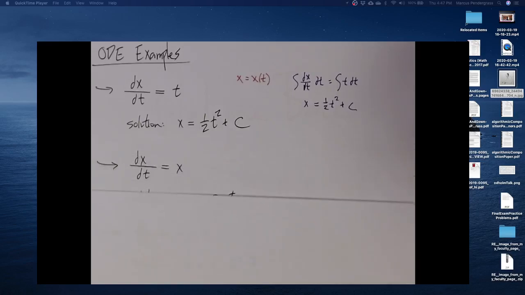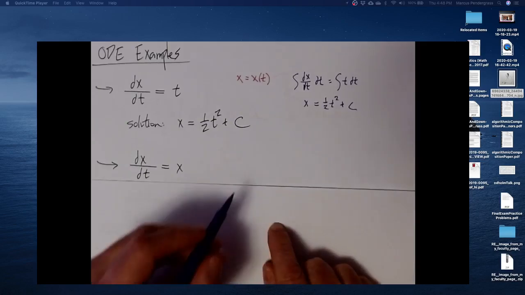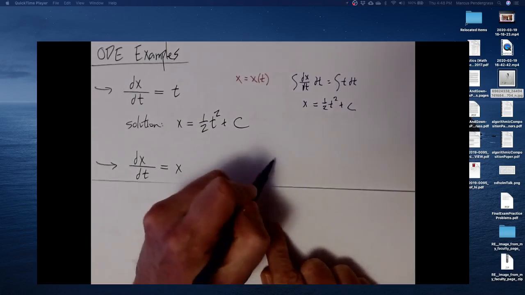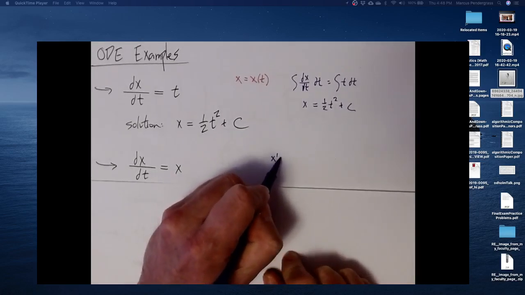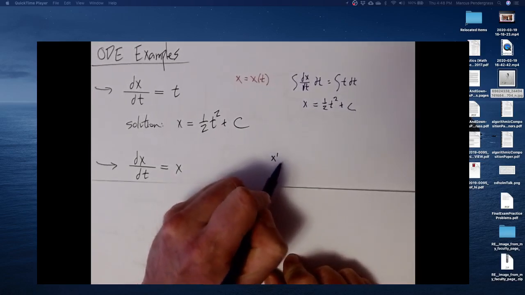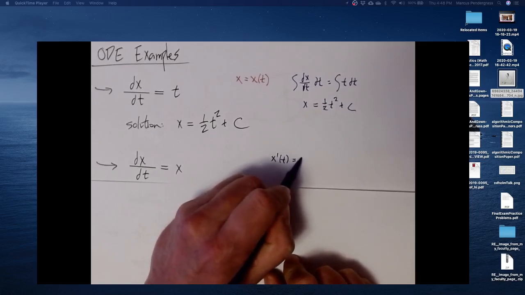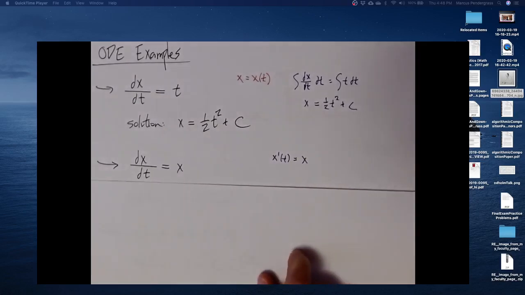Take a look at the next one though, and I'll cover up the solution here for a minute as well. Very similar, except now we're saying dx/dt equals x. So in other words, if we wrote this using the prime notation for derivatives, we'd be saying that x prime of t equals x.